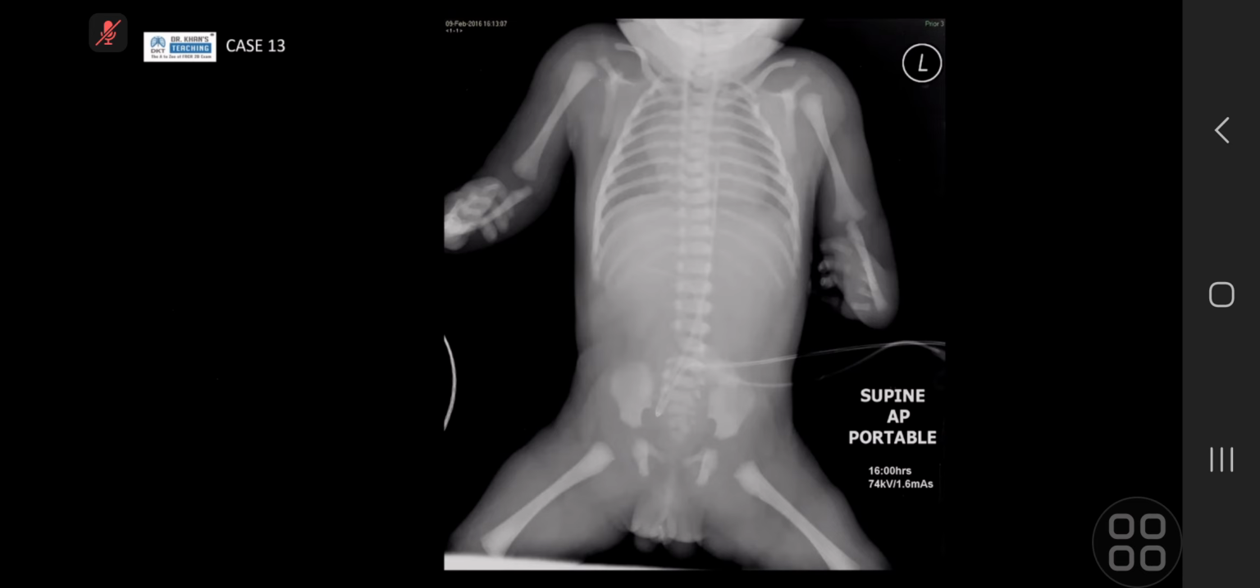C for cardiac anomaly. I see, could be for cardiac palpitation. T for tracheoesophageal fistula. Didn't remember the rest, actually. Okay, that's fine. I'll tell you about the rest.